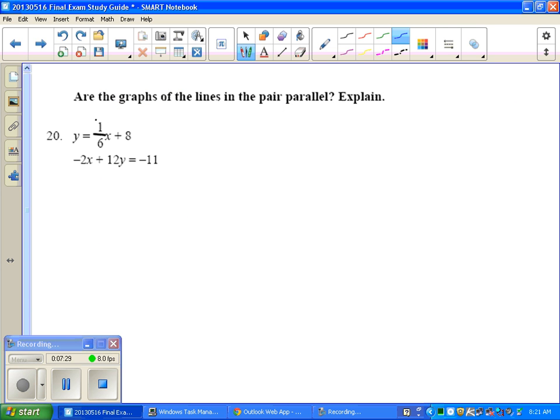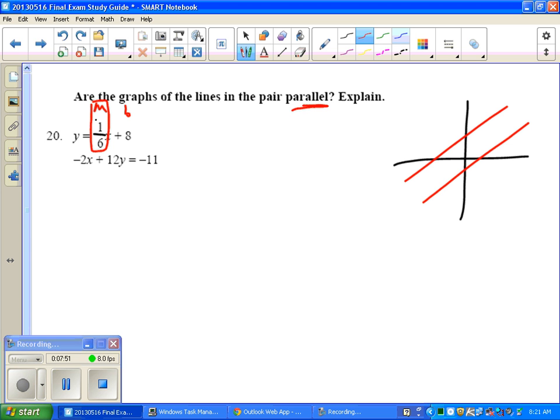20 says, are they parallel? Explain why. In order for two things to be parallel, we know that parallel lines will never cross. We know they look something like this. They'll never cross because they have the same slope. The first equation is in slope-intercept form, y equals mx plus b. So you can see the slope of the first equation. In order for these two lines to be parallel, they have to have the same slope. So this bottom equation has to have 1 over 6 as its m value. We have to check that equation to see if that's the case.